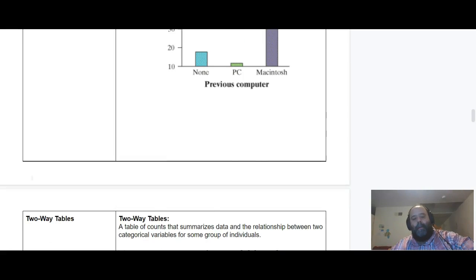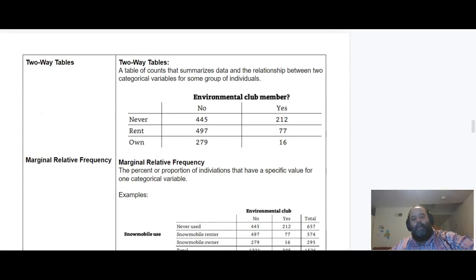All right, so sometimes we like to put two categorical variables in concert with each other, right? So this is about snowmobile rentals and being in an environmental club. So either you are or you are not in an environmental club. That's a categorical variable. And for your snowmobile use, do you never rent? Have you never used a snowmobile? Do you rent one or do you own one? And so you've got two separate categories in a two-way table, which is being expressed here.